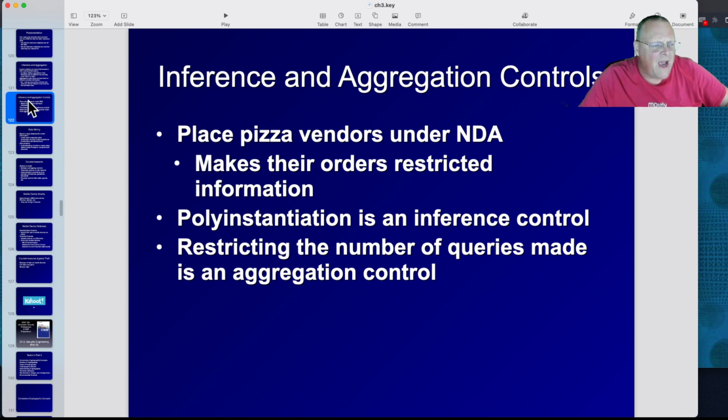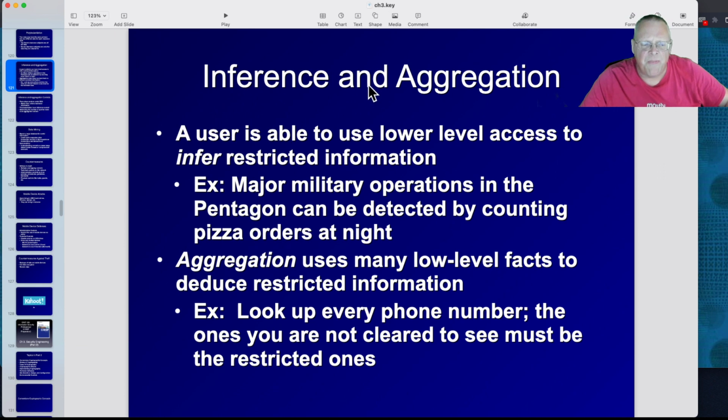So let me go back. Oh, here's inference. Inference is where you take low-level access and you can infer the restricted information. Aggregation is where it takes many low-level facts. So inference is where you find a single measurable that leaks a secret. And aggregation is where you have to do data mining. You have to take a large amount of data to deduce the thing above it. They both essentially accomplish the same thing. It's just a question of how many facts you needed.